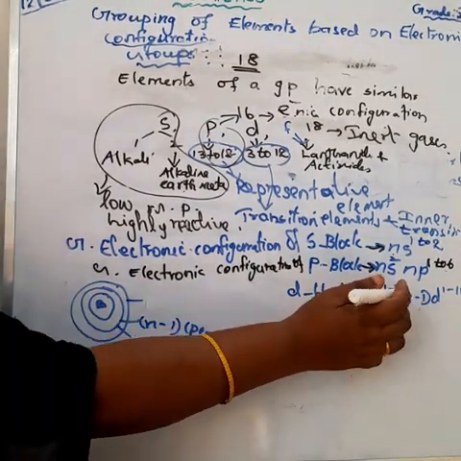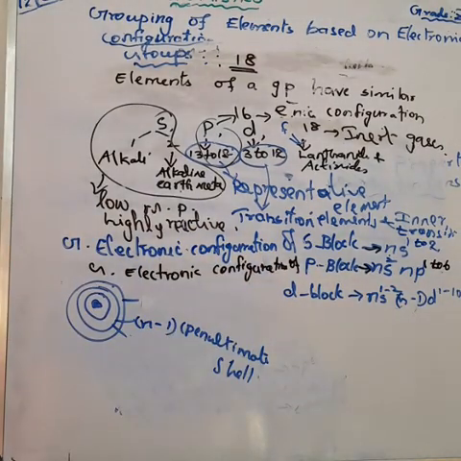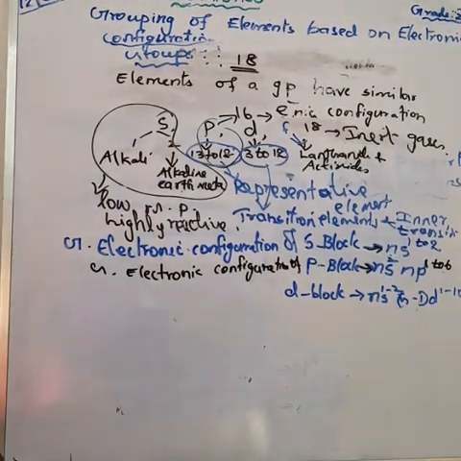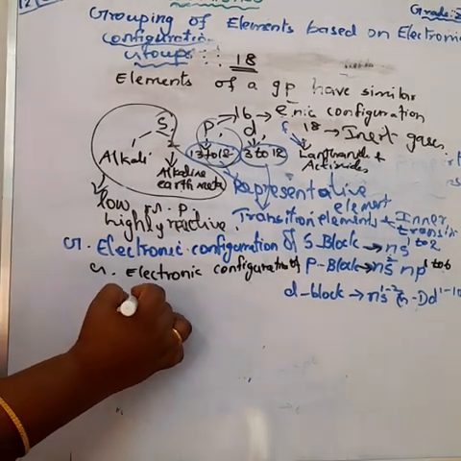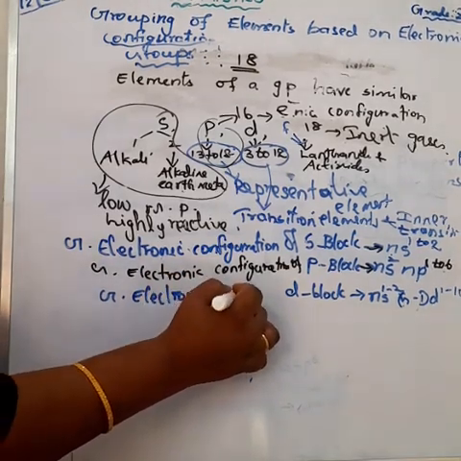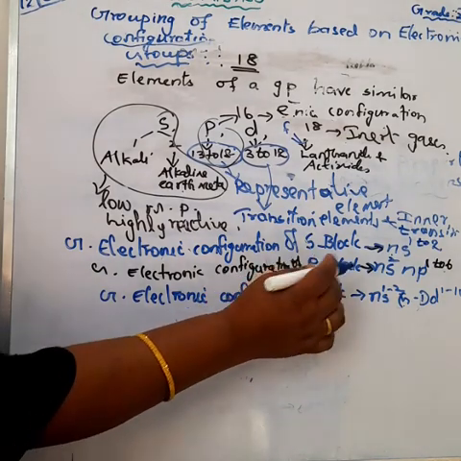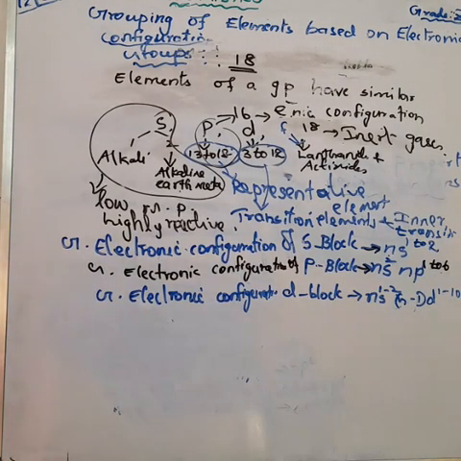So the general electronic configuration for the transition elements or d block elements is ns1 to 2 and (n-1)d1 to 10. The s orbital has 1 to 2 electrons and the d orbital has 1 to 10. Understood? And then the lanthanides and actinides, which take place at the bottom of the periodic table.